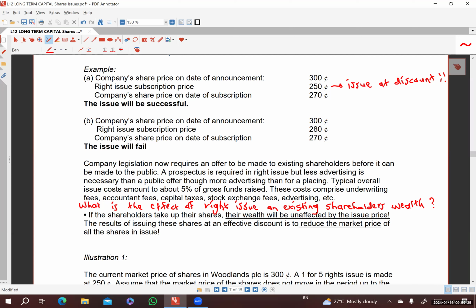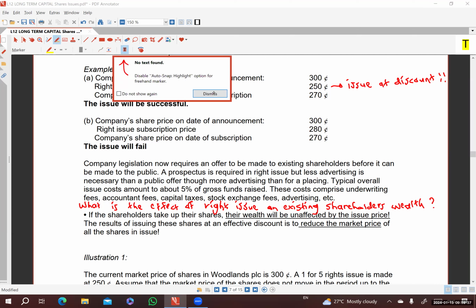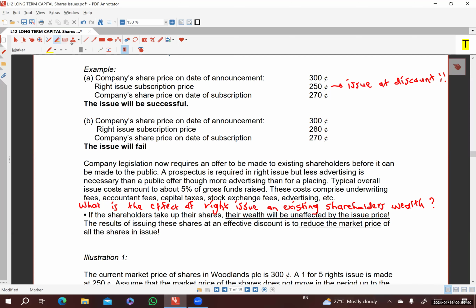Now, shareholders' wealth. Your wealth in the company depends on the company share price. You buy a company share. If the share price increases, your wealth will increase. If the share price drops, your wealth will fall. So shareholders' wealth depends on share price.